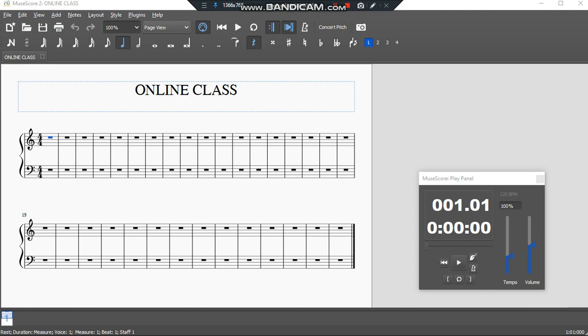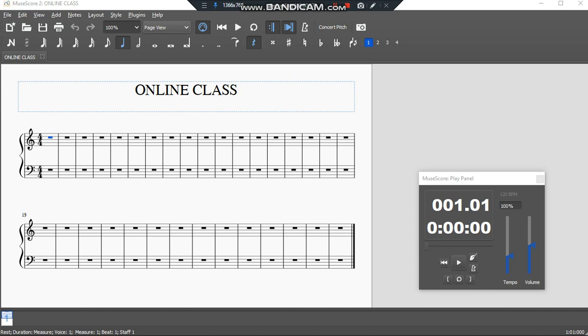Now, what you can see here is a staff. It's called the grand staff or great staff. The grand staff is a combination of two different staffs. This staff here is known as the G clef staff or the treble staff, and this here is known as the bass staff. But let's start by defining what a staff is.